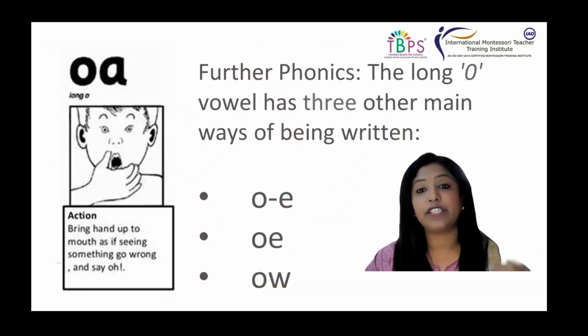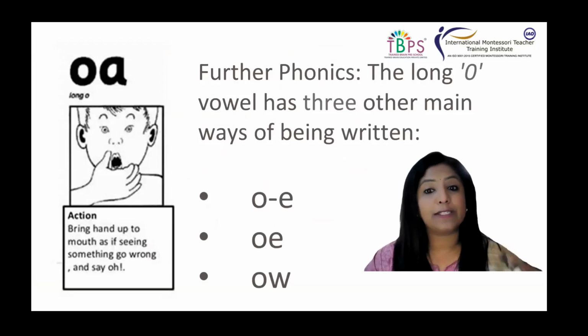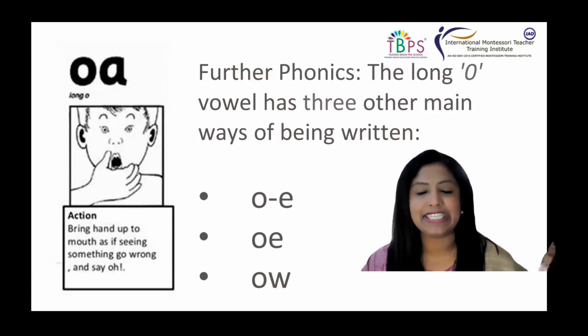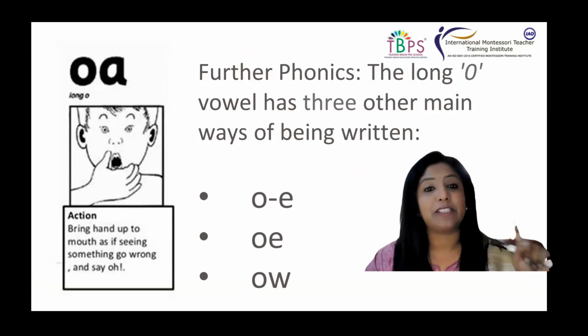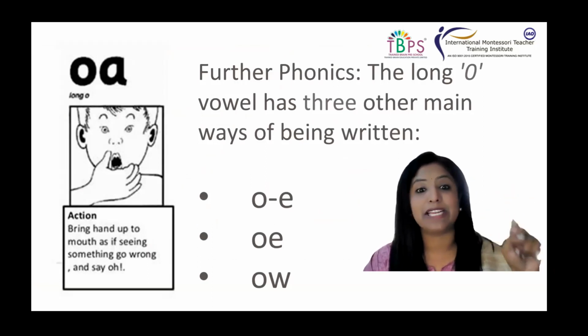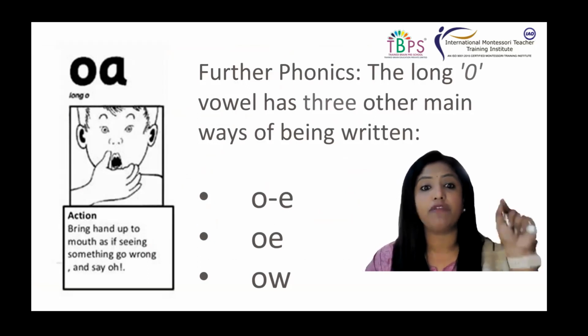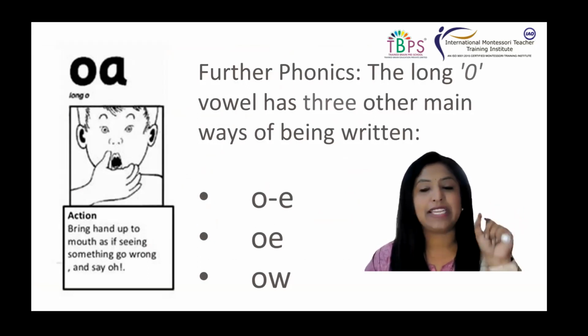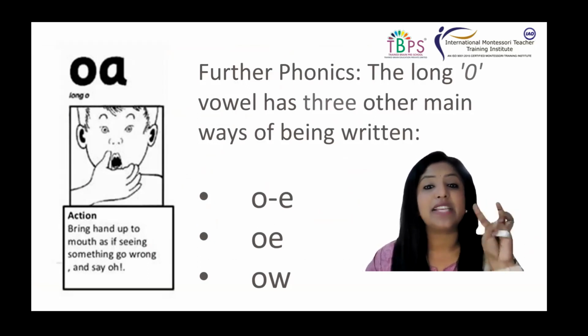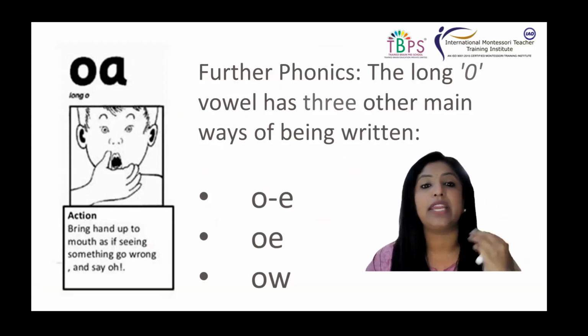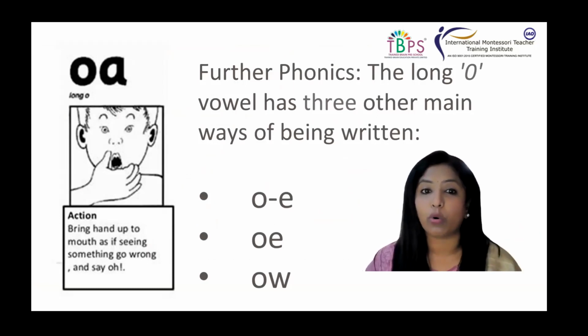Now, what about further learning? O also has alternative spellings, right? So what are the alternative spellings? It has a split digraph combination of O and E. It has OE together and OW. So these are the 3 ways that we can represent the long O sound.